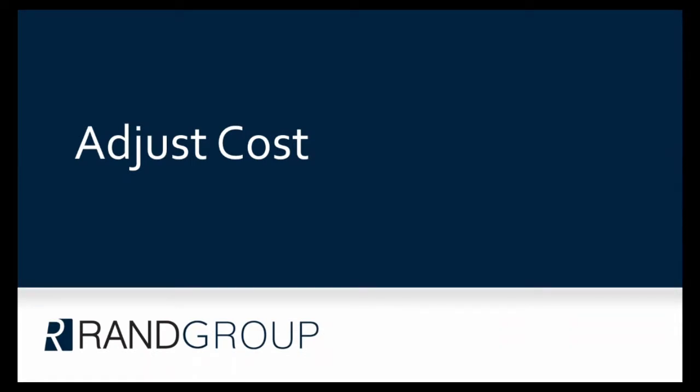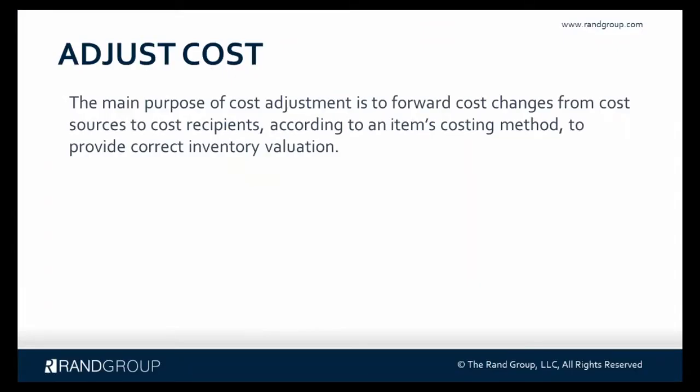NAV has a process called adjust cost. The main purpose of adjust cost is to forward cost changes from cost sources to cost recipients according to the item's costing method to provide correct inventory valuation. So when an item is sold and invoiced before it has been purchase invoiced, the recorded inventory value of the sale does not match the actual purchase cost. Cost adjustment updates from adjust cost will update the cost of goods sold for historic sales to ensure that they match the cost of the inbound transactions to which they are applied. Let's look at an example.